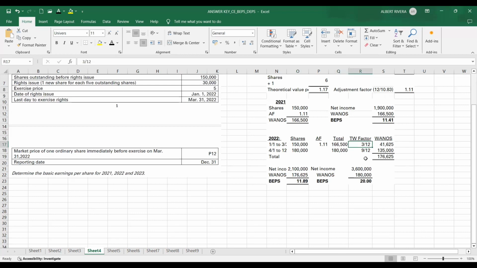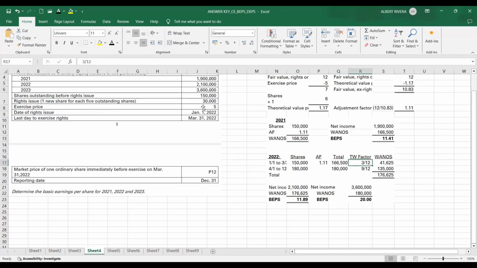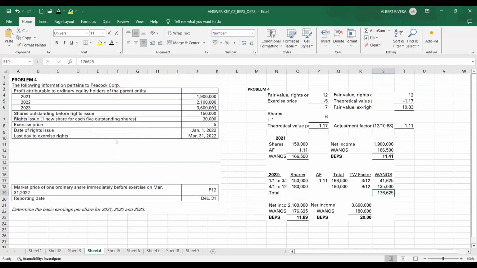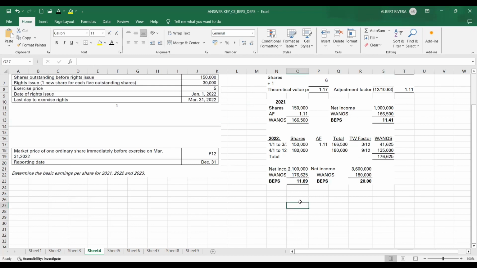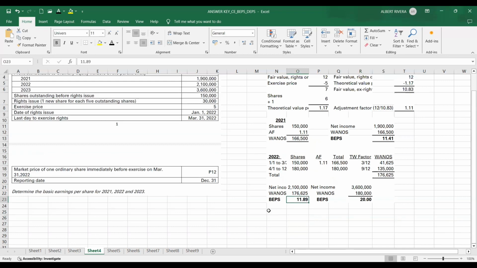And this is 3 outstanding for 3 months over 12 because at this point, nagkaroon na ng exercise ng stock rights ng March 31. So the number of shares outstanding then would be 180,000 times 9 over 12. So this is now your weighted average number of shares outstanding. Okay? So the given income here is 2.1 million pesos divided by the weighted average number of shares outstanding, which is 176,625. The basic earnings per share would be 11.89.